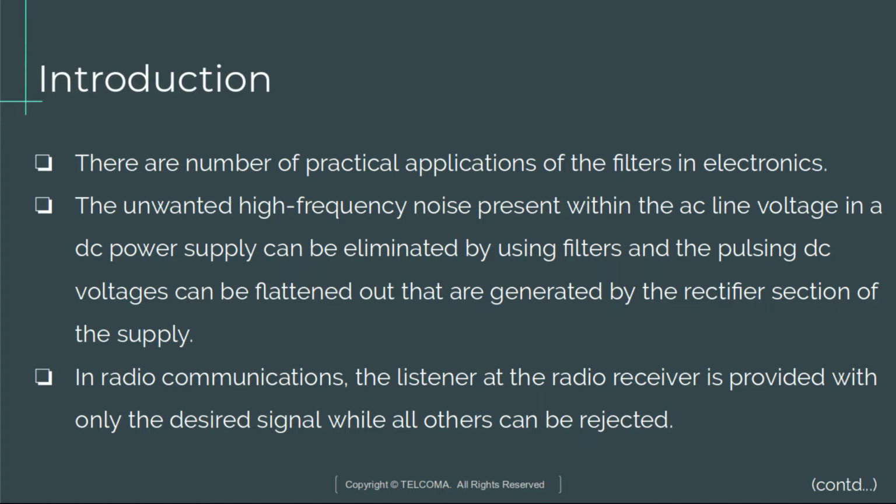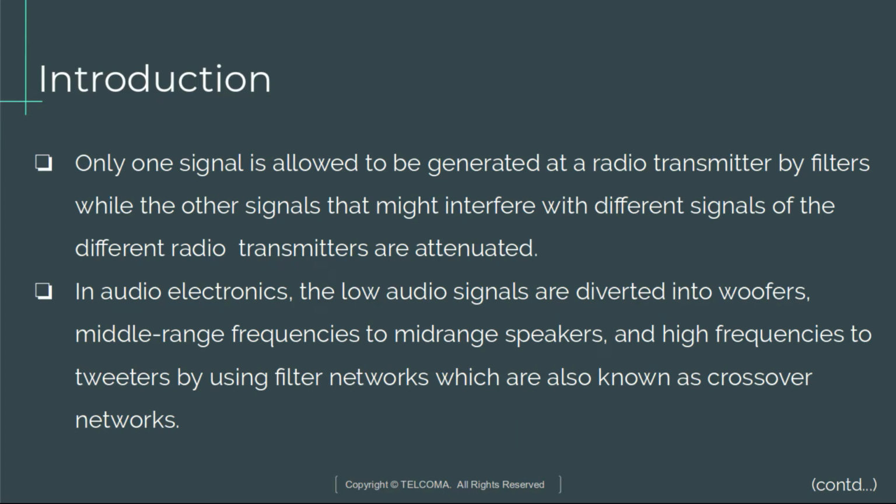The unwanted high frequency noise present within the AC line voltage in a DC power supply can be eliminated by using filters, and the pulsing DC voltages generated by the rectifier section of the supply can be flattened out. In radio communications, the listener at the radio receiver is provided with only the desired signal while all others can be rejected. Only one signal is allowed to be generated at a radio transmitter by filters, while other signals that might interfere with different signals of different radio transmitters are attenuated.